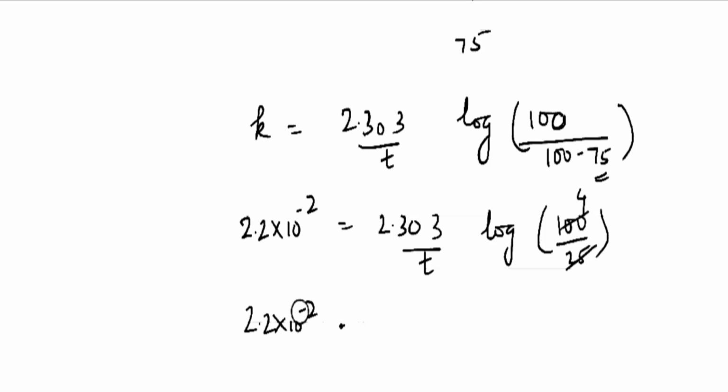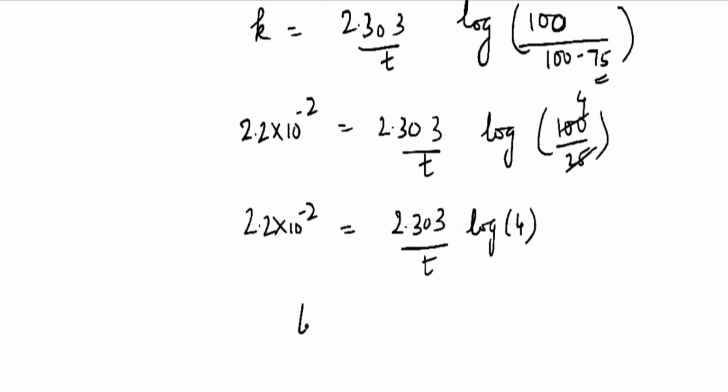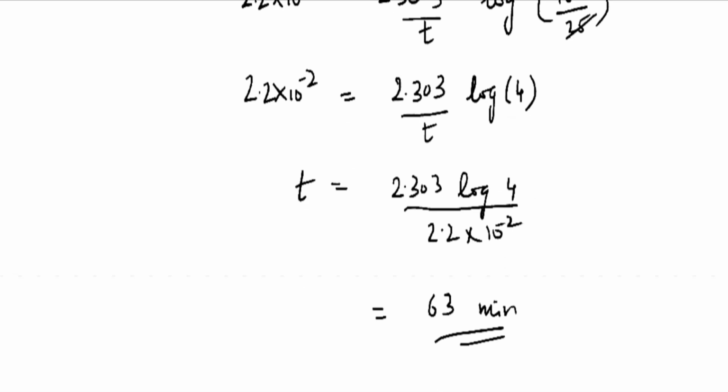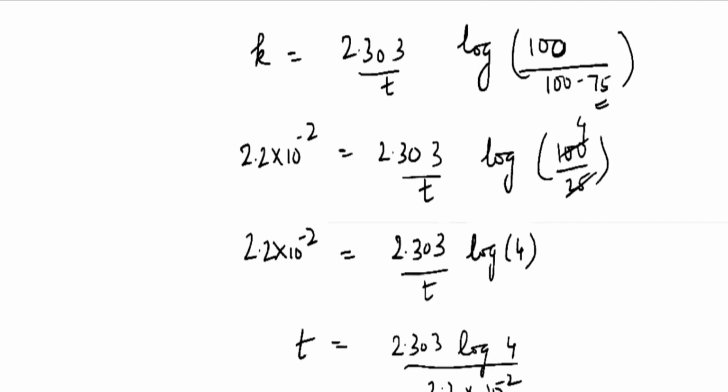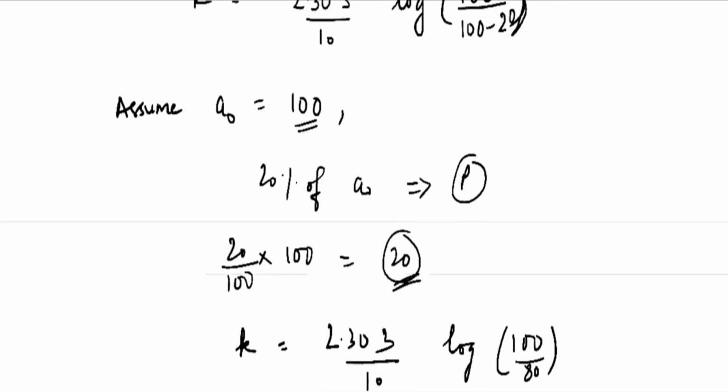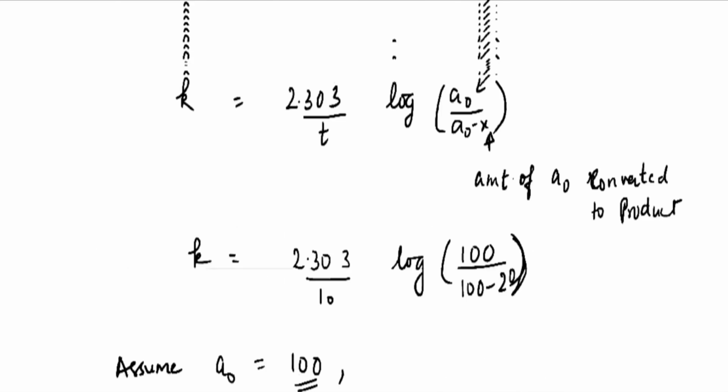So 2.2 into 10 raised to minus 2 equals 2.303 upon t log 4. So from this t will be 2.303 into log 4 divided by 2.2 into 10 raised to minus 2, and it will be 63 minutes. So the final answer is 63 minutes for the 75% completion of the reaction, and the rate constant for this reaction is 2.2 into 10 raised to minus 2 per minute.